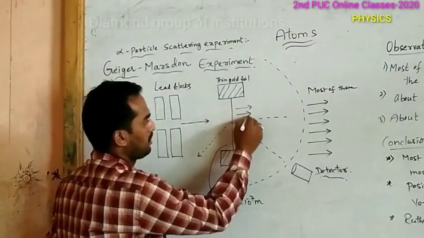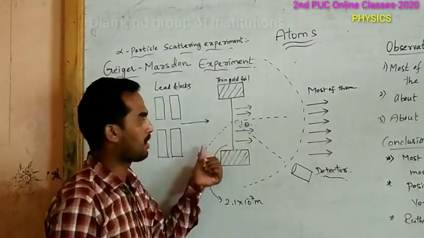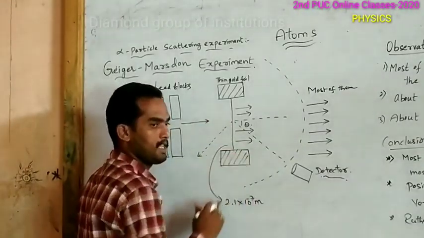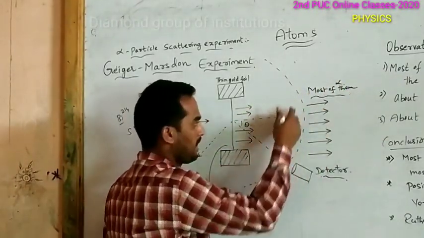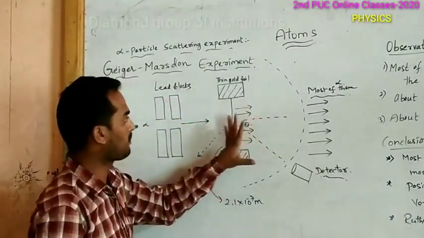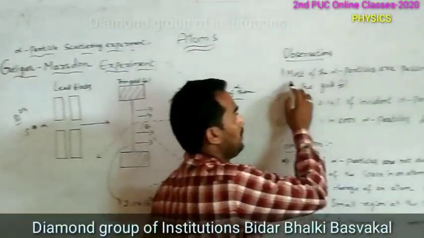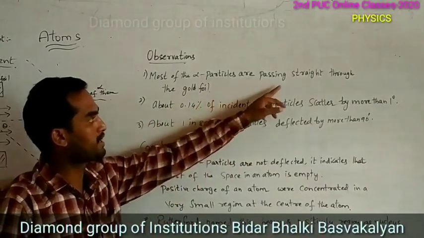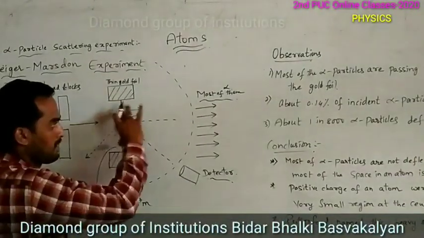And of the alpha particles you can see here, the maximum number are moving straight through this gold foil, but a very few alpha particles, one or two, are moving at different angles. Most of the alpha particles pass straight through the gold foil screen. Based on this, he made the observations. Most of the alpha particles, that means the maximum number, pass straight through the gold foil.